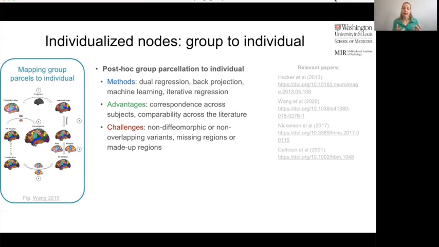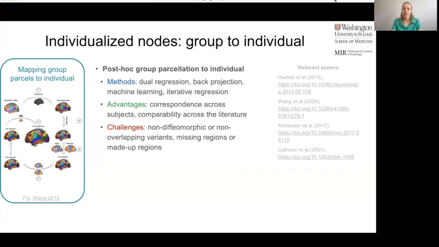And so the advantage of this approach is that by doing the group parcellation in the first place, you make sure that you have correspondence across subjects. And so that makes it easier to compare between different subjects. And another advantage can be that some of these methods can be more easily compared across the literature if you're using the same starting point.